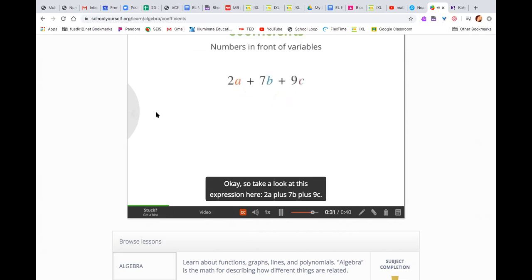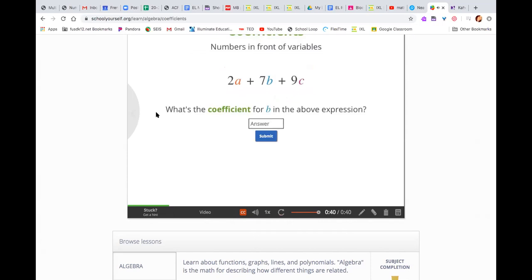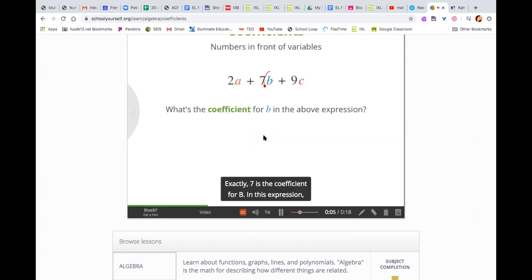Okay, so take a look at this expression here. 2a plus 7b plus 9c. What's the coefficient for the variable b in this expression? Okay, so if coefficient is the number that is in front of the letter, what is the coefficient for b? 7. Exactly. 7 is the coefficient for b. In this expression, b is being multiplied by 7.